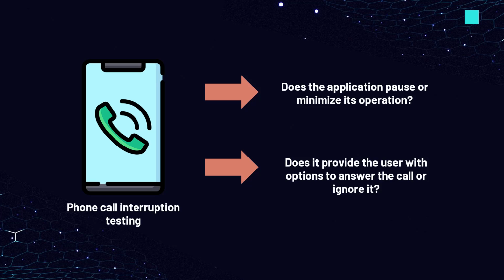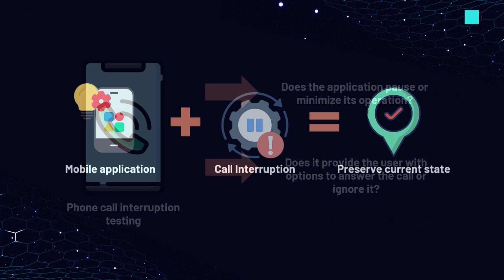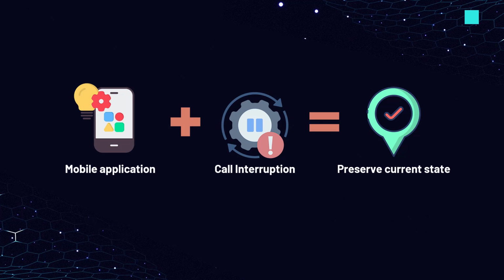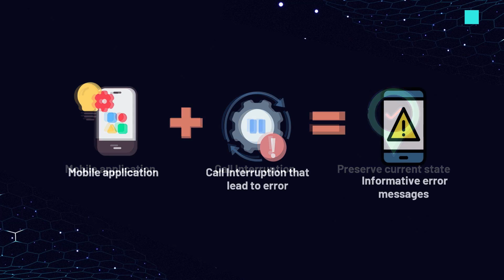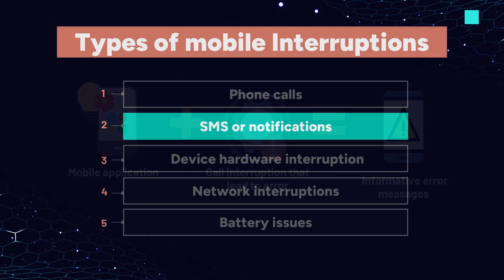The application should preserve its current state and user data so that the user can easily return to their previous task after the call ends. If any errors occur during or after the call interruption, the application should handle them gracefully and provide informative error messages to the user. The next type of interruption is SMS or notifications.